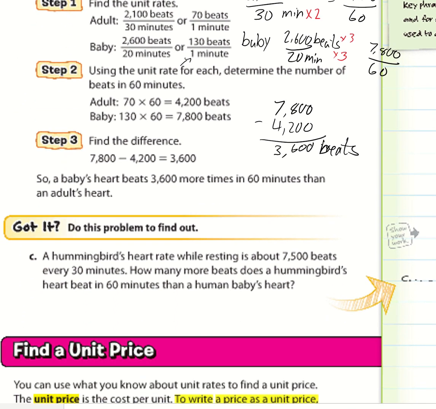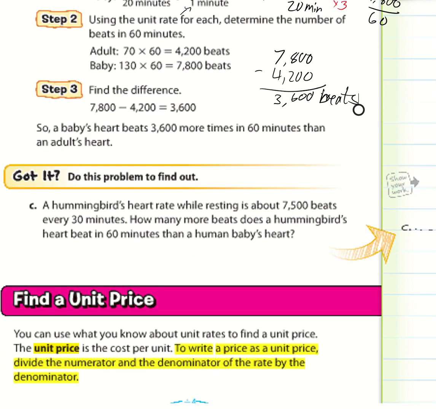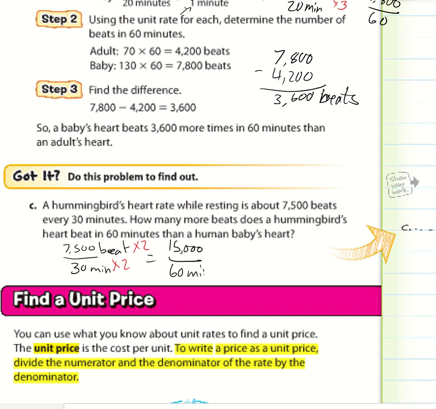So go ahead and try C. So we look at a hummingbird, it's 7,500 for 30 minutes. And we want to compare it to a baby's for 60 minutes, which we already have. So first thing I'm going to do is get this to 60 minutes. So it's 15,000 over 60 minutes. And a baby is 7,800.